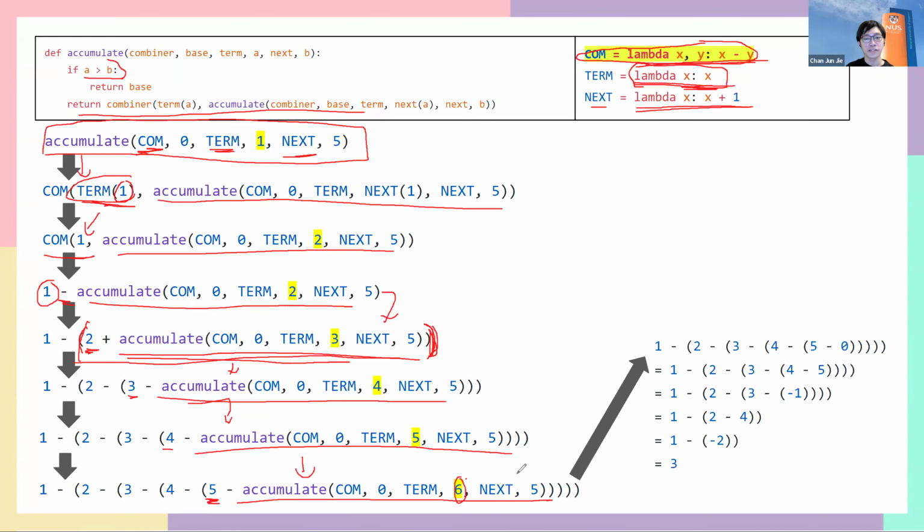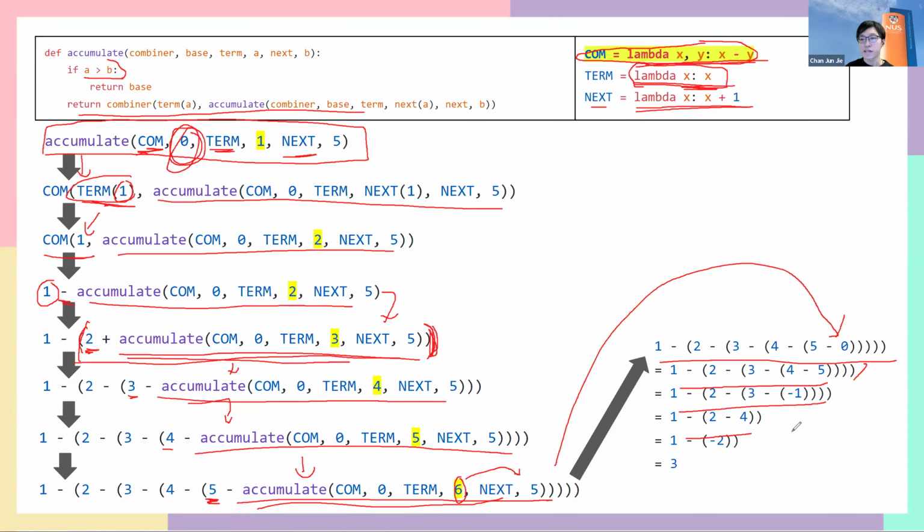So notice now A is more than B. So this will get evaluated as 0, because this is what you put in for your base or your null value. And notice how this evaluates. This is how the terms are collected. So this will matter for non-commutative operators in your combiner function.